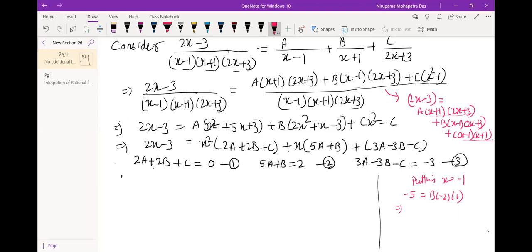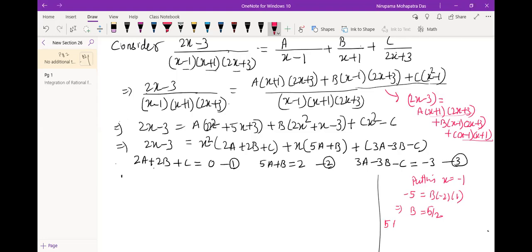So B equal to what? Your B equal to 5 by 2. B equal to 5 by 2. So with B as 5 by 2, you can get A easily from equation 2. Or you can put x equal to 1, then this term will be 0, this term will be 0, and you can get A, right? Just for shortcut calculation, nothing else.